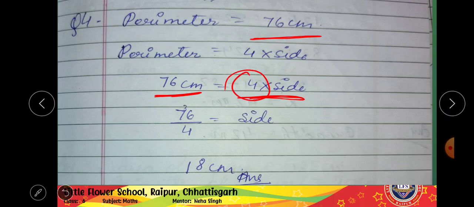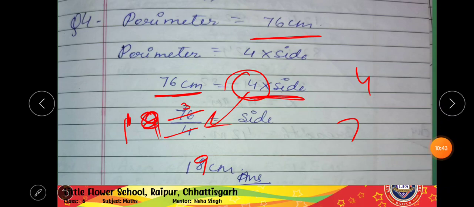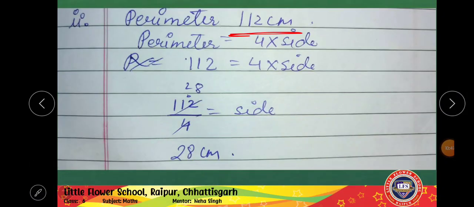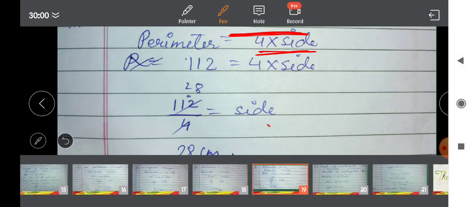What we'll do, we'll divide 76 by this 4, right? So 4 ones are 4, 3 carried, 4 eights are... 4 nines are 36. What will be the answer? 19 centimeter, right? So coming next, see the questions. Next you will solve: the perimeter is given 112. You'll apply the formula 4 into side, right?